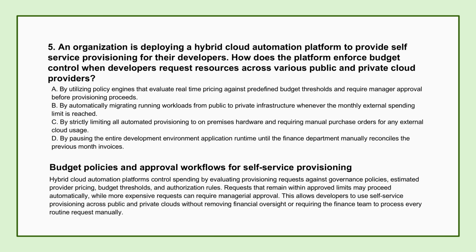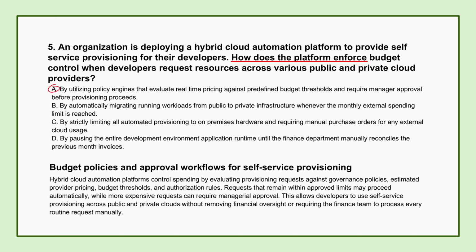Question 5. An organization is deploying a hybrid cloud automation platform to provide self-service provisioning for their developers. How does the platform enforce budget control when developers request resources across various public and private cloud providers? The correct answer is A. What is the specific mechanism enforcing this control? The automation platform integrates a governance policy engine.